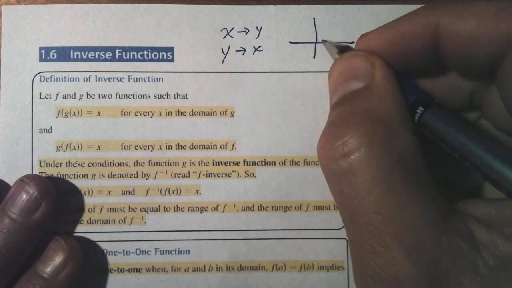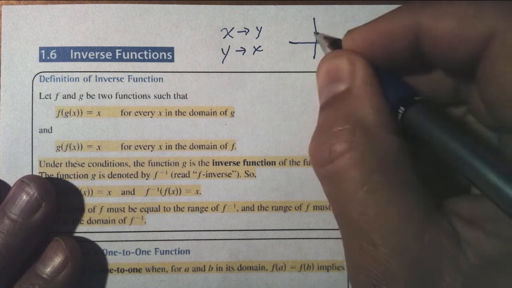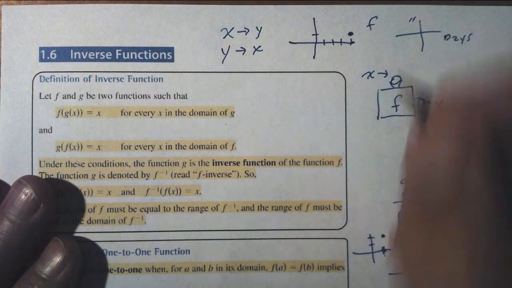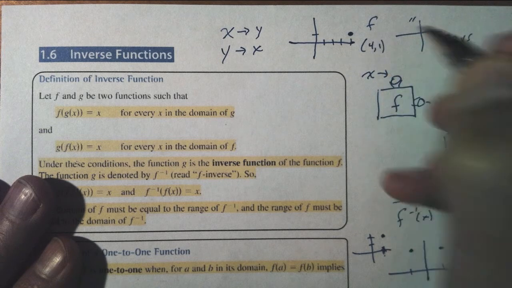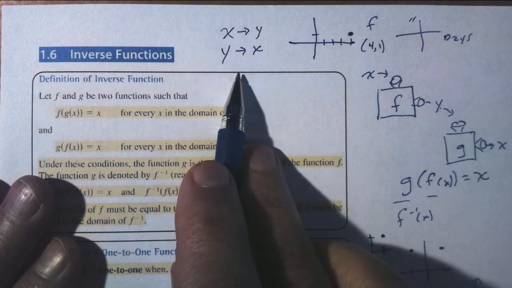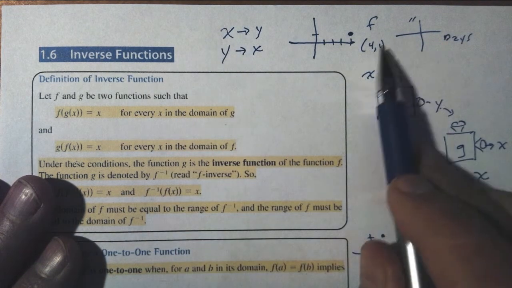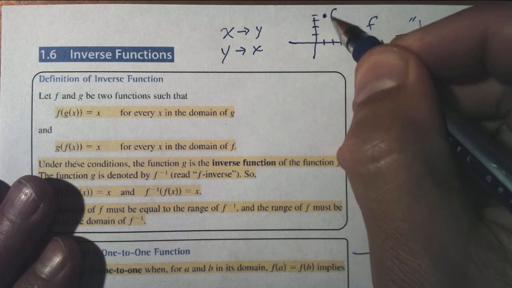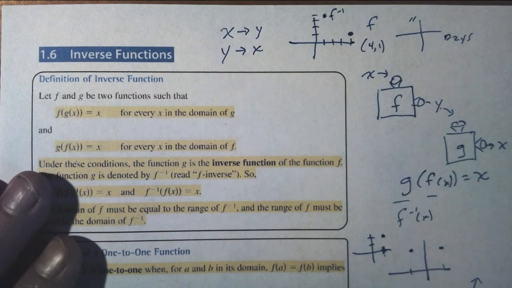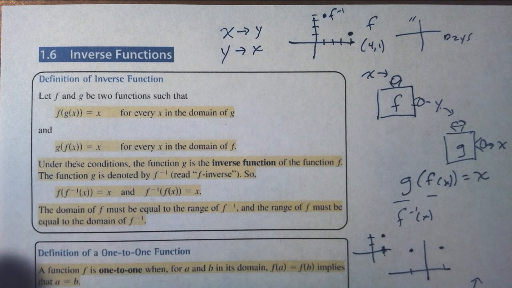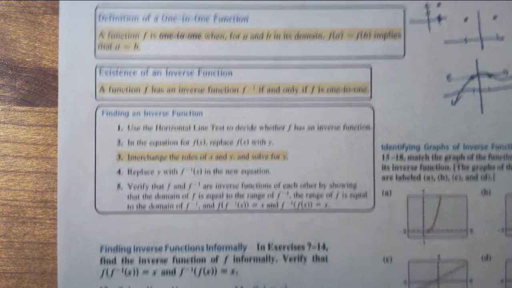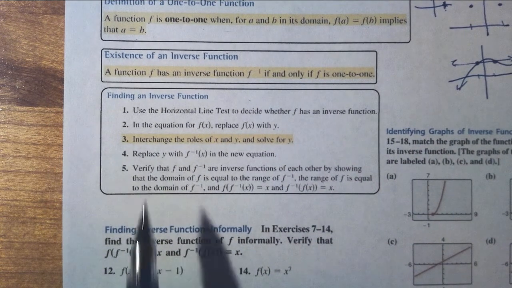Let's say, for instance, I have the point (4, 1), and that is my only point on function f. This is f. So f just contains the point (4, 1). If we really understand this, for f inverse, x's become y's and y's become x's. Here is the graph of f inverse: (1, 4). So if we understand x's become y's and y's become x's, that's going to help us down the road. You can read through this in your note packet.